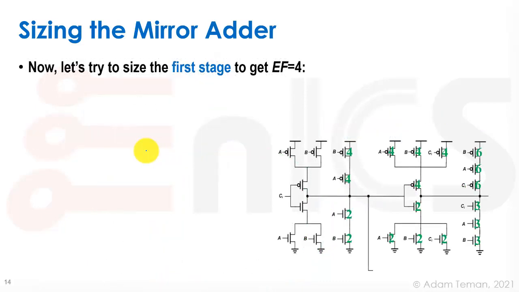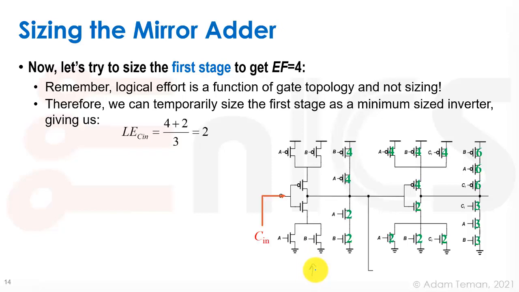Let's see if we can take this first stage, these 6 transistors over here, that will provide us with an electrical effort of 4. You have to remember that logical effort is just a function of the gate topology. It is not a function of sizing. A NAND always has a 4 over 3 logical effort, whether we have a very big NAND or a small NAND. Therefore, we can temporarily size the first gate as a minimum sized inverter just to figure out what the logical effort is. With 2, 2, 2, and 4, 4, 4, we get 4 plus 2 divided by 3, which gives us a logical effort of 2. So the logical effort of this stage, according to its topology, is 2.